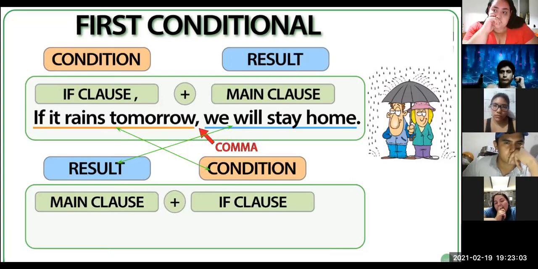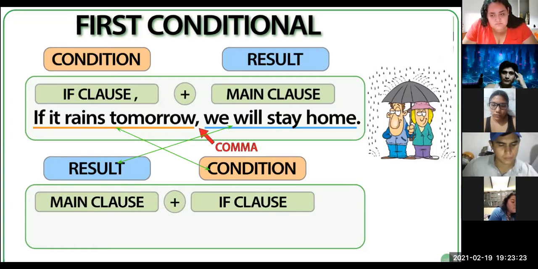Let's go with Flores. How can you change this? No idea, teacher. I want you to change the positions. La anterior clase hicimos lo mismo con el zero conditional. Quiero que trate, no importa si se equivoca, trate de cambiar la posición de estas dos partes de la oración. Que el resultado, la parte celeste esté de primero y la condición, la parte naranja, esté atrás. ¿Cómo podría ser?